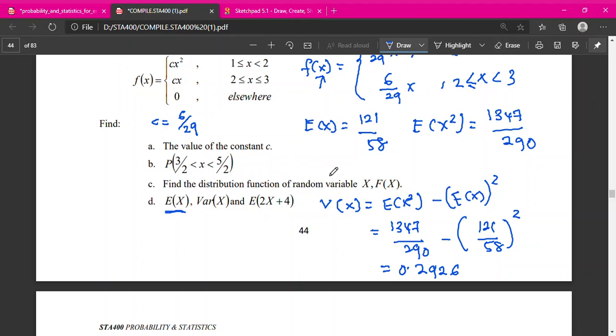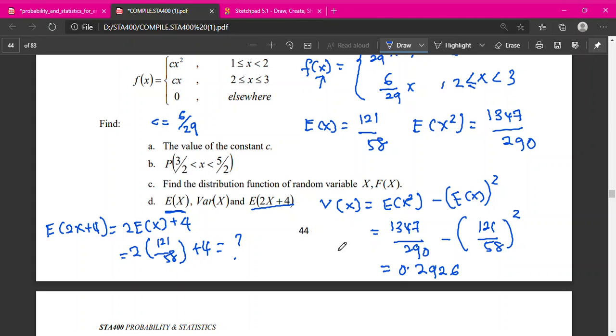Okay, so that's the variance, the way how you find the variance. Okay, so kalau nak jawab soalan ni macam mana? It will be to multiply expected of x plus expected of 4, which is 4, right? So 2 multiply 121 over 58 plus 4. So you akan dapat the answer. Alright, satu lagi I nak cerita pasal variance.